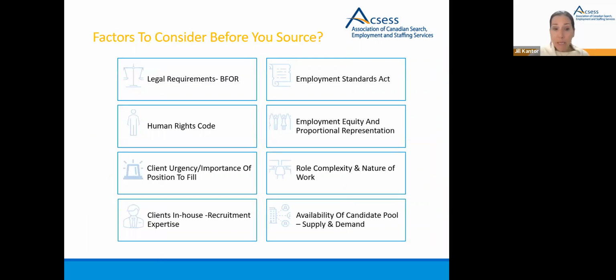So there are some things that I want to just mention. It goes without saying that there are different factors we want to be considering before we even start sourcing those candidates. So the legal requirements, the bona fide occupational requirements, human rights codes, and, as I mentioned earlier, the client urgency. How important is it for them to fill it? Whose urgency is it? Is it your urgency to make a placement, or is it truly their urgency, so that you're on the same page? What's their in-house recruitment expertise like? How does it adhere to the Employment Standards Act? What about employment equity? How about the complexity of the role, the nature of the role, the availability of the candidate pool? What is that supply and demand?